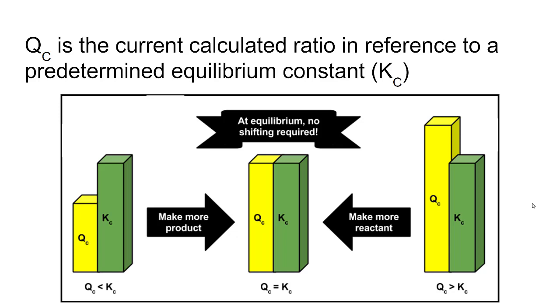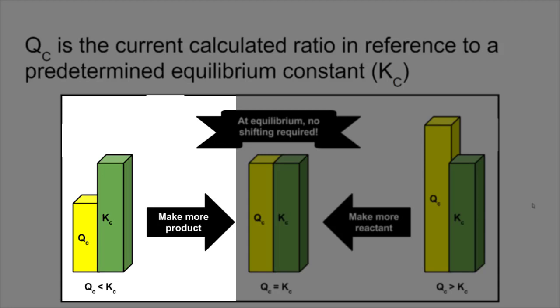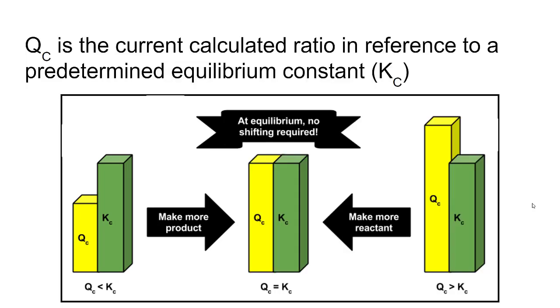If we jump over to the left-hand side, the scenario that has the QC bar lower than the Kc bar, the only way we can reach equilibrium is by raising that QC value. We can raise the QC value by making more products and lowering our concentration of reactants. This time it's the reverse. So what's important to note here is that if QC is less than Kc, we need to make more products to reach equilibrium. And if QC is greater than Kc, we have to make more reactants to get to equilibrium. So this is our forward and reverse reactions.